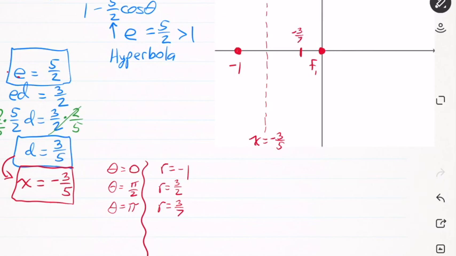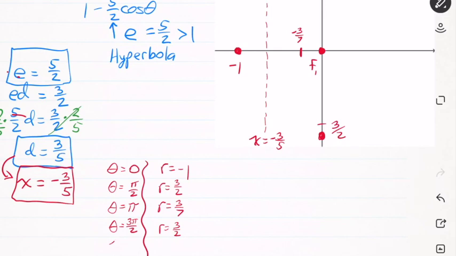Okay. And then theta equal to 3 pi over 2. Cosine again is equal to 0. And we get our 3/2 again. But the problem now is it's not going up, it's going down. So we get 3/2 down here. 3/2. And this would be negative 3/2 on the y-axis.